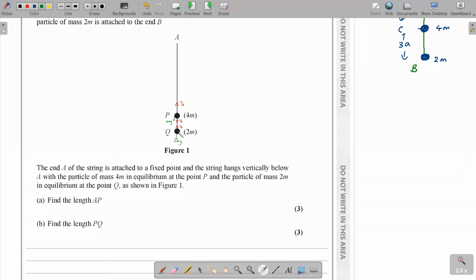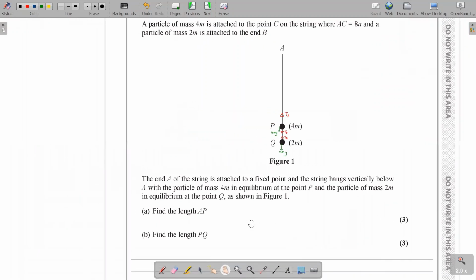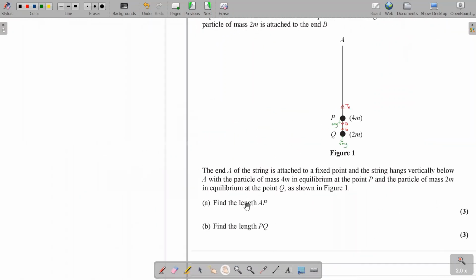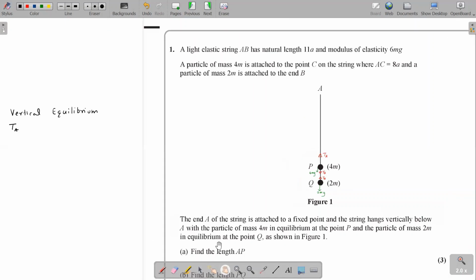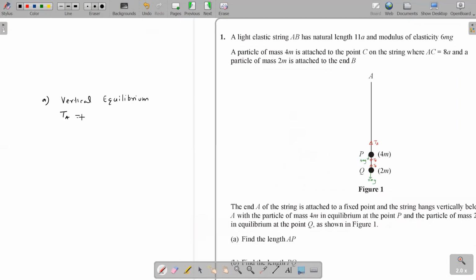Now the first thing is to find the length of AP, we will consider the AP string and apply tension equals lambda x over L. So first of all, is there any way to get the tension A value? Let's consider the vertical equilibrium of the full system. The upward forces balance the downward. So tension A is upwards, and tension B acts up and down, so it cancels off. Then tension A is equal to 4mg plus 2mg. Do you agree? Thereby tension A is equal to 6mg.